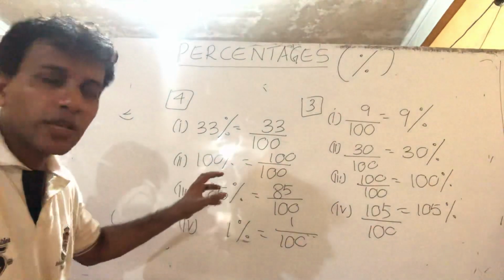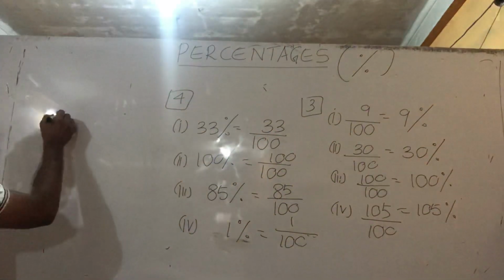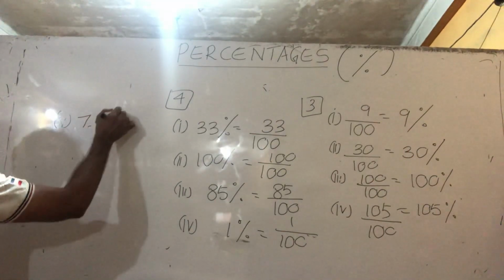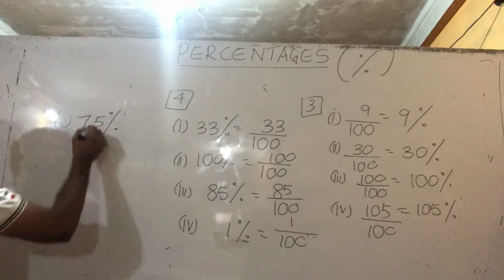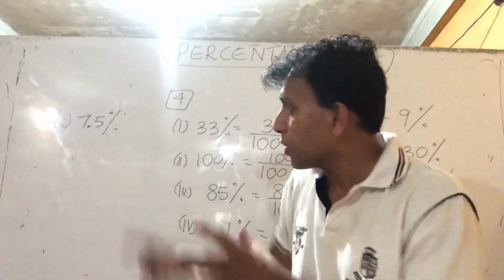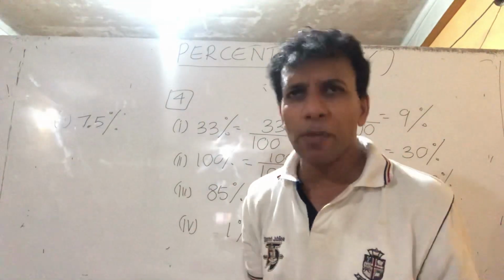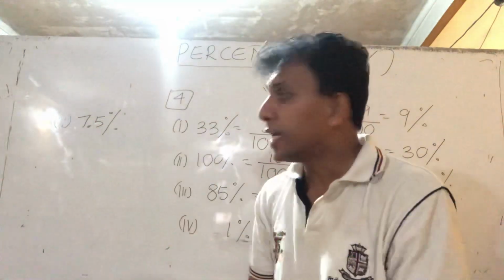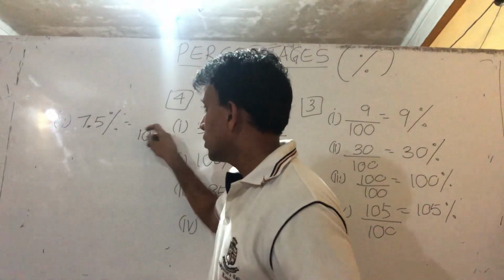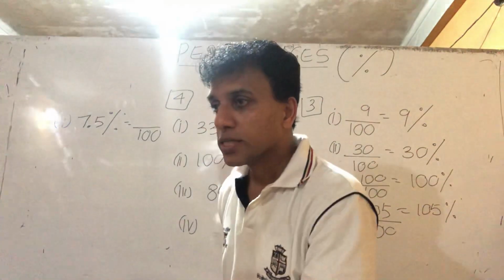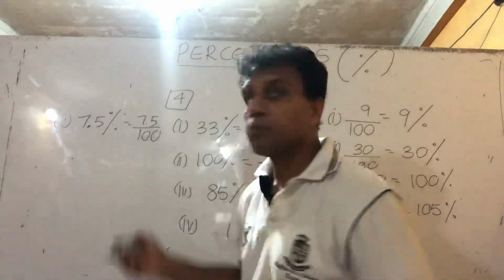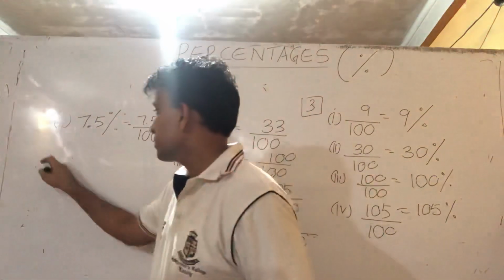So I will give some more problems here. See, the fifth one, 7.5. Not only a whole number, not only an integer value, how about the decimal answer? Same method, follow at the moment. Later I'll show you some different pattern. Out of 100, what? 7.5. Okay. 7.5.